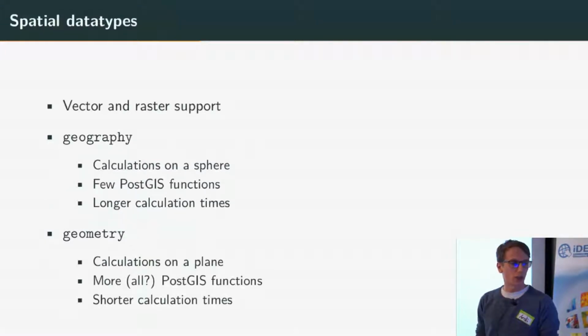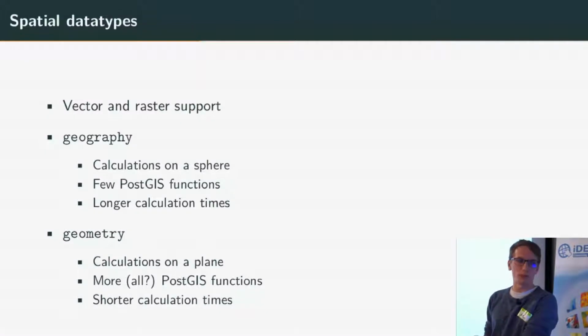I mentioned spatial data types that you have. PostGIS offers both vector and raster support. I think it's mostly being used for vector, because I think there are more specific tools for raster data. I'm not so sure about that. And the two big ones that you fairly often encounter are geography and geometry.